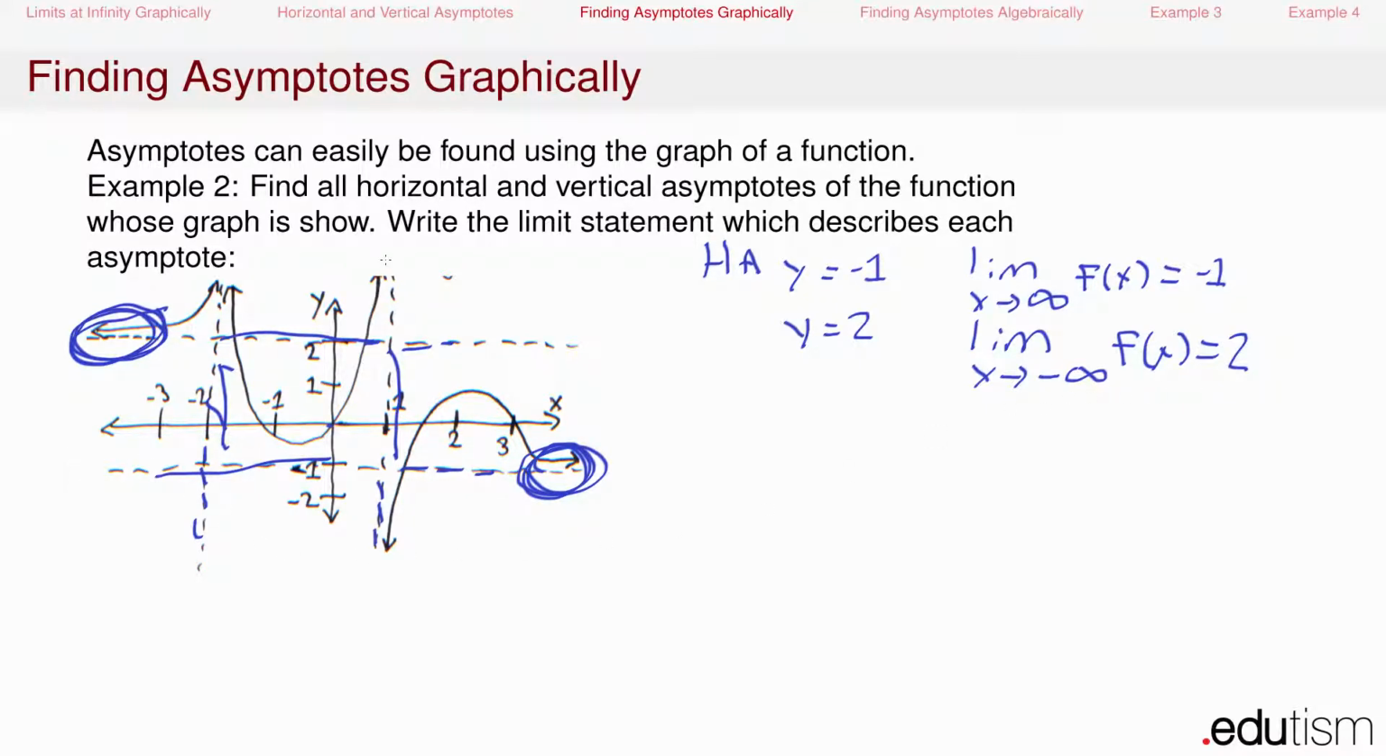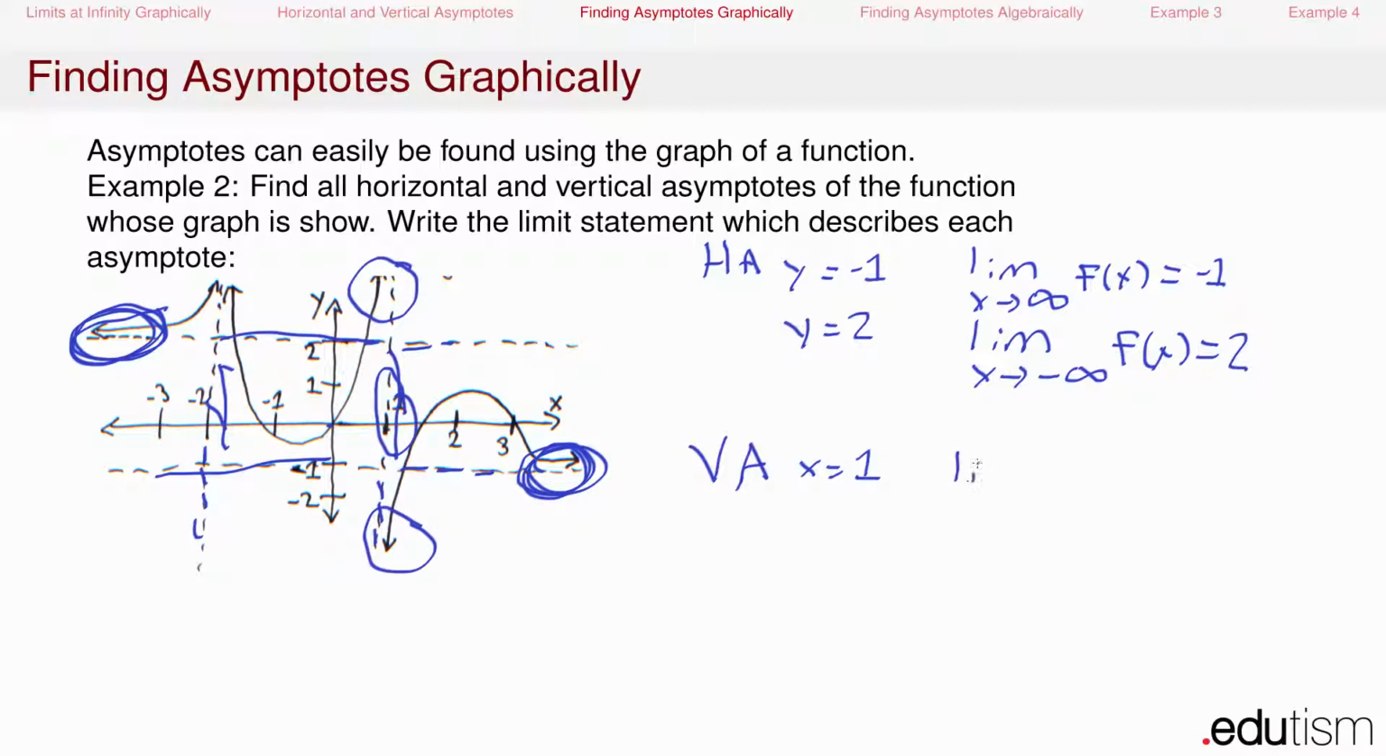Now there's also two vertical asymptotes. One vertical asymptote is this one here, that happens when the x coordinate is 1. Now that vertical asymptote, there's two different places where the graph gets closer and closer to that asymptote. There's one place here and one place here. In this place on top, the x coordinate's approaching 1 from the left and the y coordinate's approaching infinity.